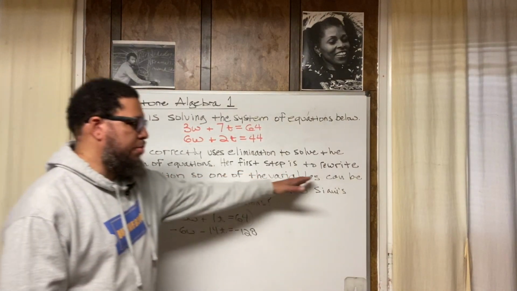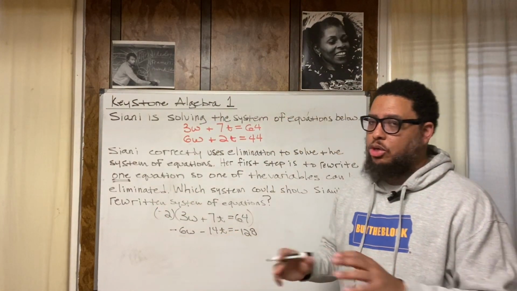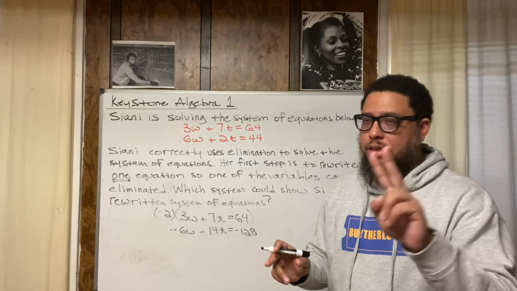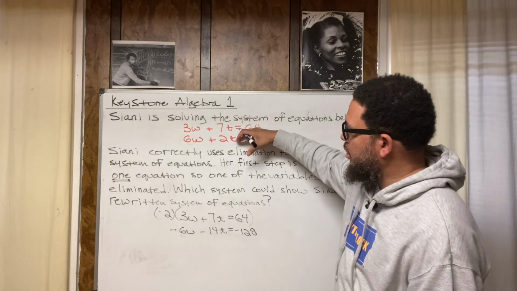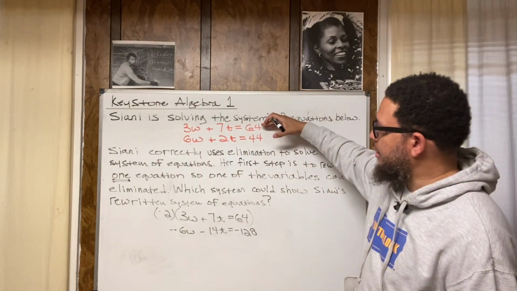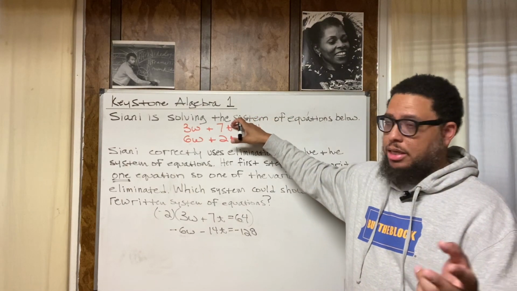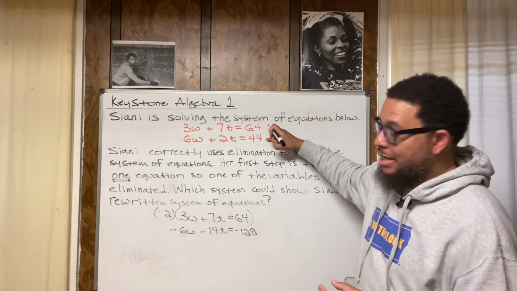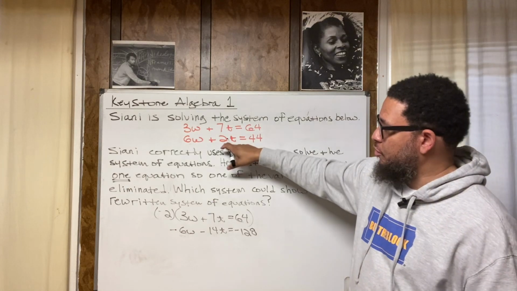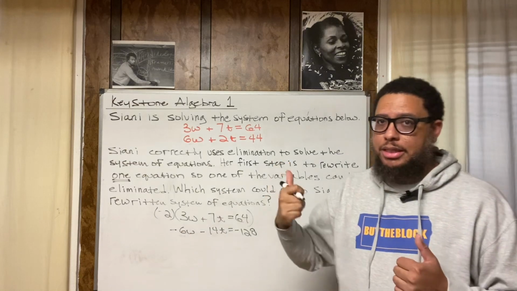So one of the variables can be eliminated, not two equations. They don't say rewrite two equations. In order to eliminate the t's, we'd have to rewrite two equations because we'd have to multiply this top equation by, let's say, negative 2 to make that a negative 14t, and the bottom equation by a positive 7 to make that a positive 14t. So you got to really know your multiplication facts in order to play this game.